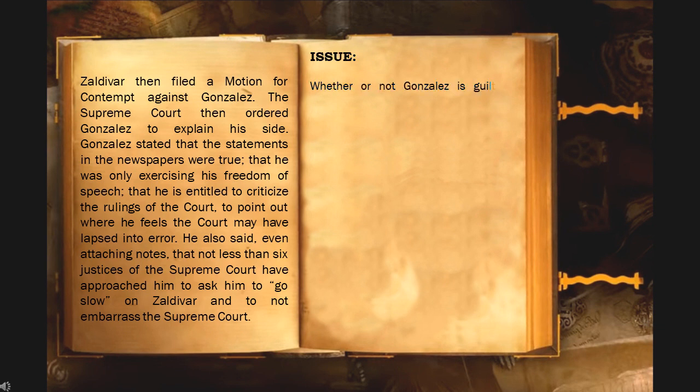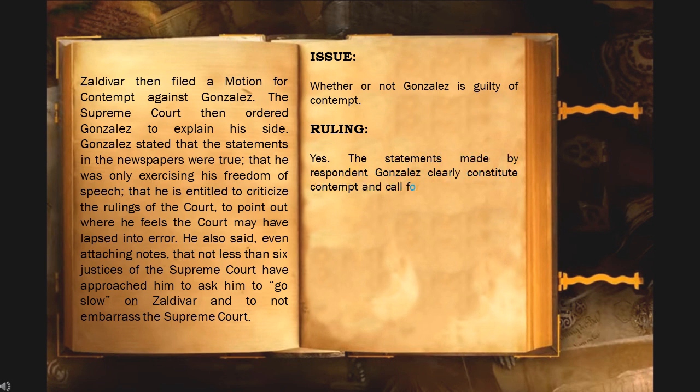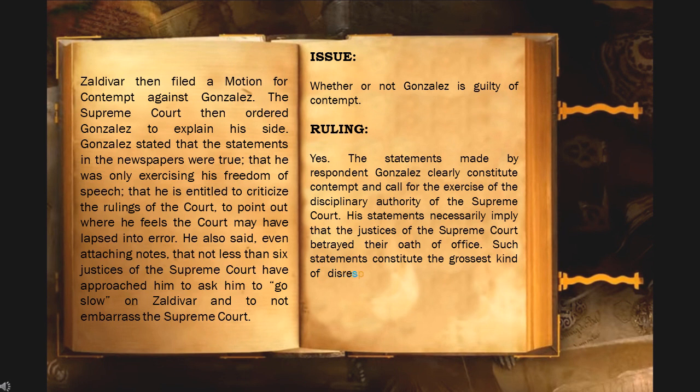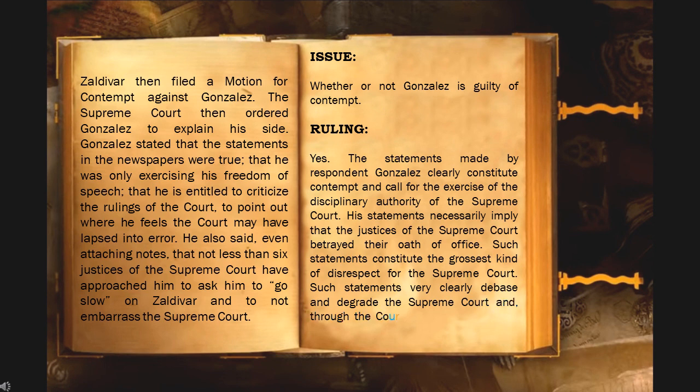Issue: Whether or not Gonzalez is guilty of contempt. Ruling. Yes. The statements made by Respondent Gonzalez clearly constitute contempt and call for the exercise of the disciplinary authority of the Supreme Court. His statements necessarily imply that the justices of the Supreme Court betrayed their oath of office. Such statements constitute the grossest kind of disrespect for the Supreme Court. Such statements very clearly debase and degrade the Supreme Court and, through the court, the entire system of administration of justice in the country.